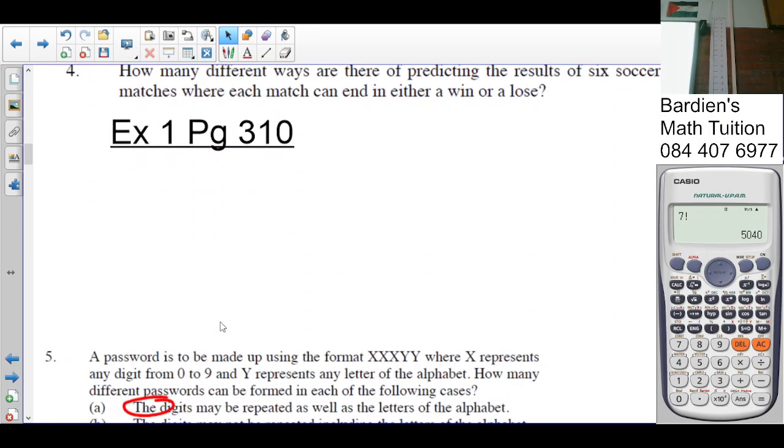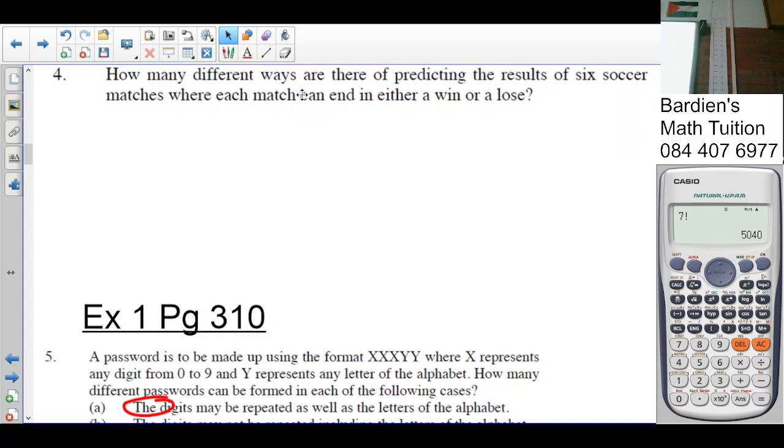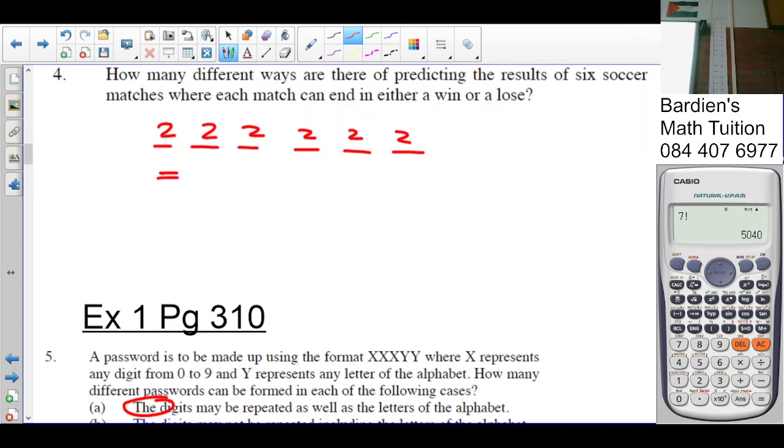That was number 4. They want to know how many different ways there are of predicting the result of 6 soccer matches, where each match can either end in a win or a loss. So 6 matches, so 6 bits. How many outcomes are there in the first event? 2. Second, 2. Third, 4th, 5th, and 6th are all 2. So it's 2 to the exponent 6. And 2 to the exponent 6 is 64. Alright.